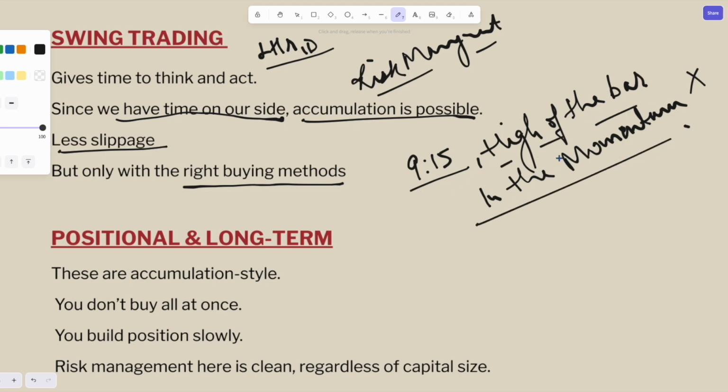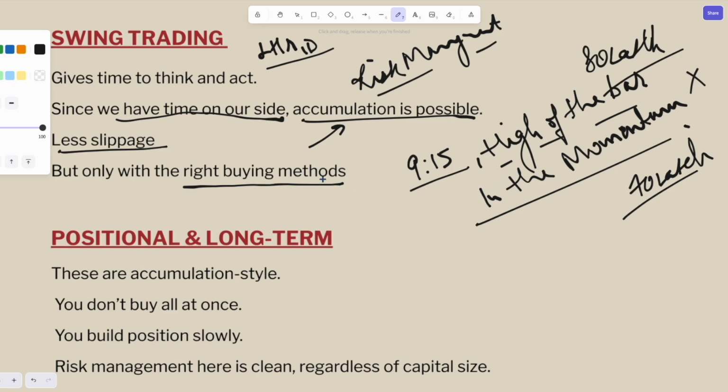You will not be able to get the liquidity. If you plan to buy, let's say, 80 lakh worth of stocks, you probably would have got a fill of 40 lakhs, and that's almost 50% of the intended position. That's horrible, right? So you cannot do that. Even 40 lakhs getting in at the high of the bar without significant slippage is actually a bit difficult. So the importance is that you start accumulating and not go for all these things.